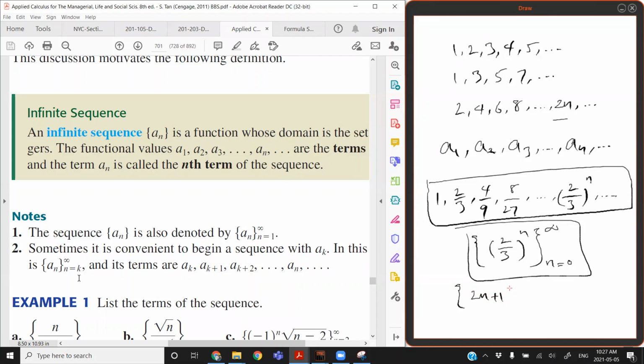So for example, if I have something like 2n plus 1, where n begins at 3 and goes to infinity, I just know that the first term is going to be when I plug in 3 into this. I get 2 times 3, 6, plus 1, 7. Then I plug in 4, I get 9. Then 5, I get 11. Then 13, and so on.